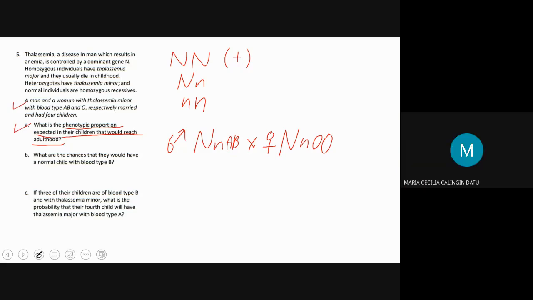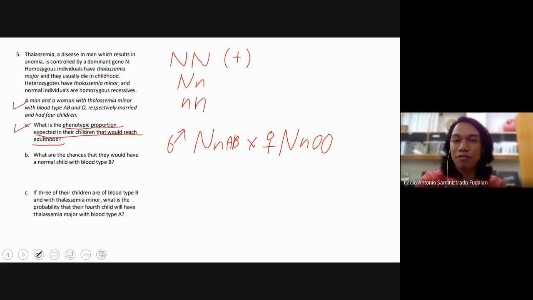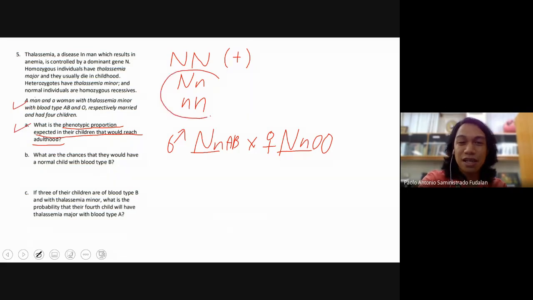The presence of thalassemia major, sir. Oh, so both of you, I think, are about to answer that one. You're correct. So we will only look at the capital N, small n for both. So what is the phenotypic proportion expected in their children that would reach adulthood? So who will reach adulthood? Just either of these two.